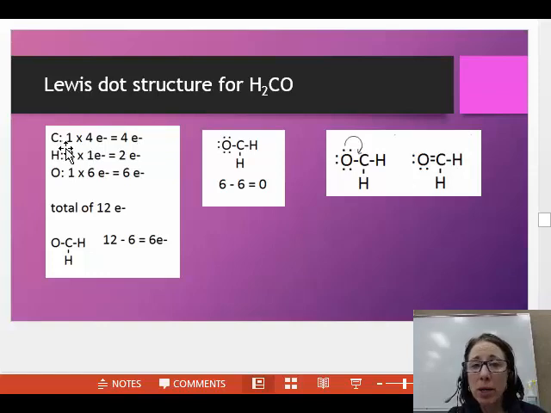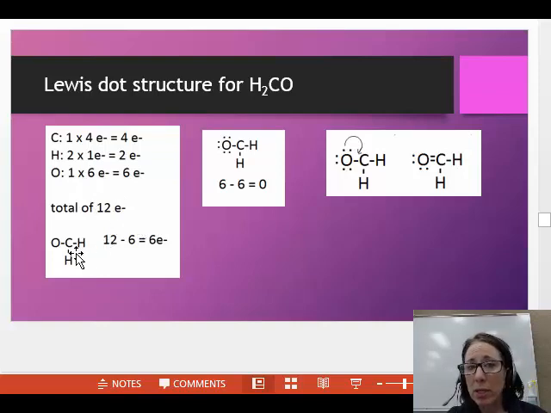There is one carbon atom in the molecular formula, and carbon has 4 valence electrons. There are 2 hydrogen atoms in the molecular formula, and each hydrogen has 1 valence electron for a total of 2 valence electrons from the hydrogen. There is 1 oxygen atom in the molecular formula, and oxygen has 6 valence electrons. There is a total of 12 valence electrons to work with.